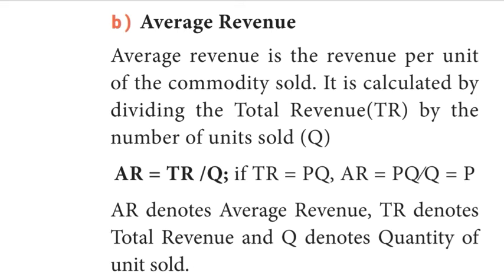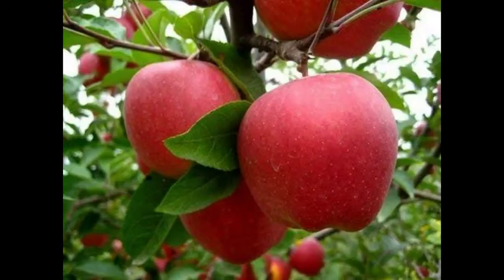Formula for average revenue: AR = TR / Q. AR denotes average revenue, TR denotes total revenue and Q denotes quantity units sold. For example, if the total revenue from the sale of 5 units is rupees 30, the average revenue is rupees 6. AR = 30 / 5 = 6. It is to be noted that AR is equal to the price. Thus, average revenue means price of the product.